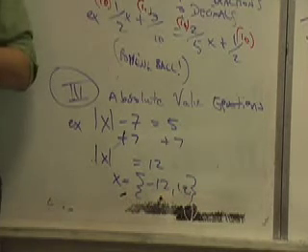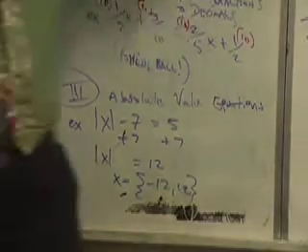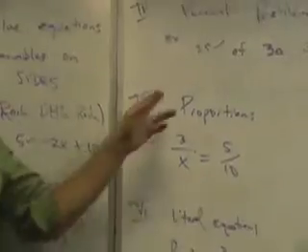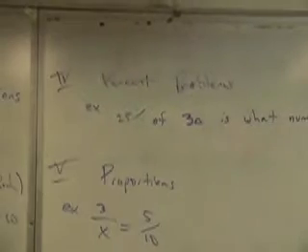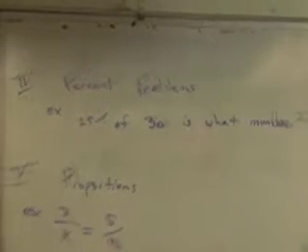Number 4, the fourth thing. Bernadette, what was the fourth thing we're going to do? Percent problems. Yeah. 25% of 30 is what number? Right, right. So for this one, we're going to do how we solve it.